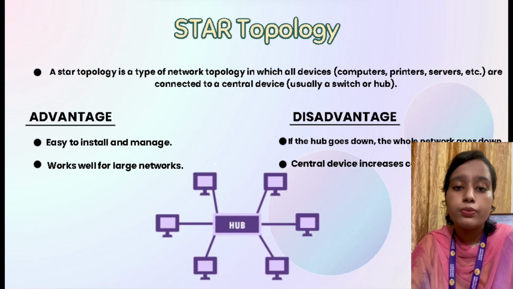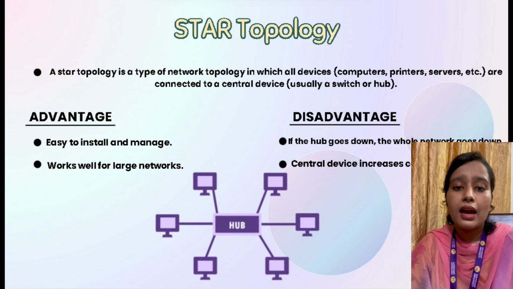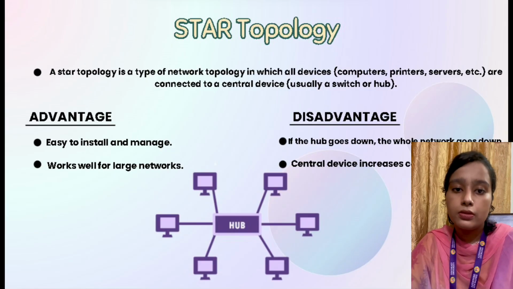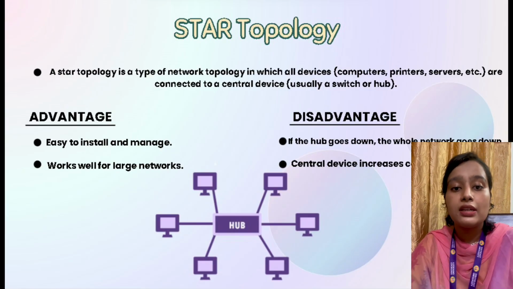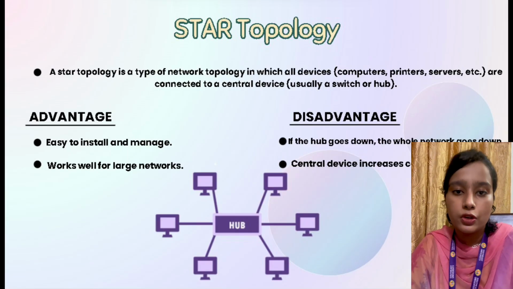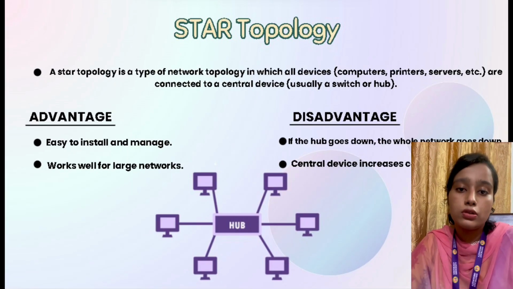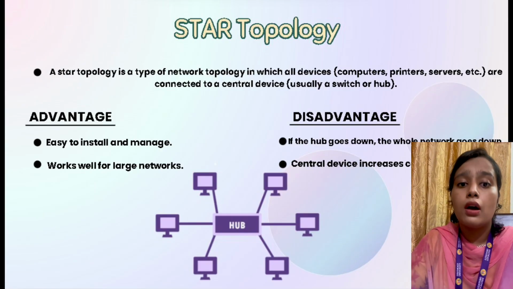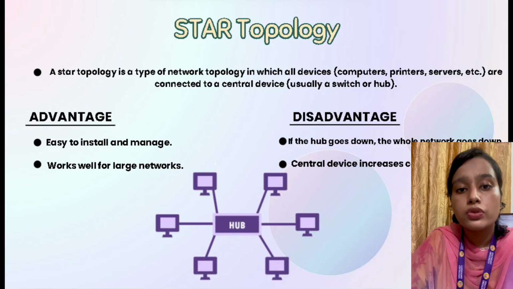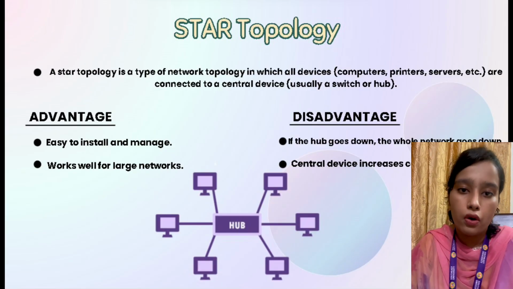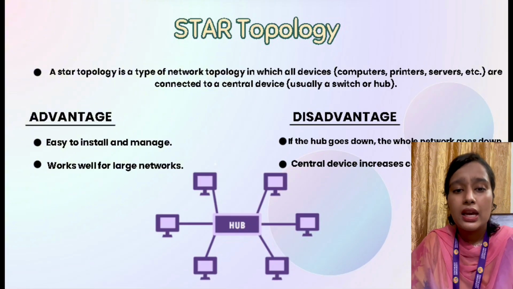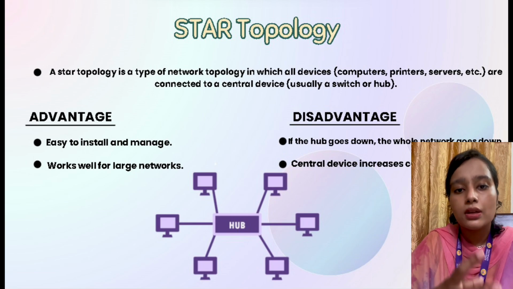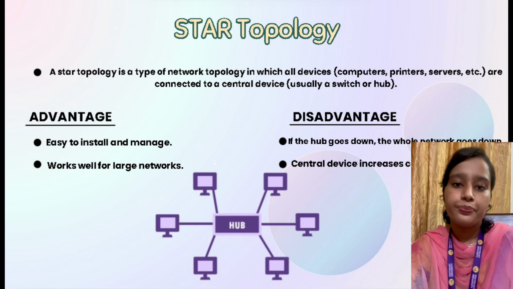This topology has many advantages. Inside I have explained 2. It is easy to install and manage. Second, it performs well for large networks. And it has disadvantages also. If the central device or hub goes down, the whole network goes down. And the second disadvantage is that the central hub or central device is very expensive or cost ineffective. So this is the star topology.